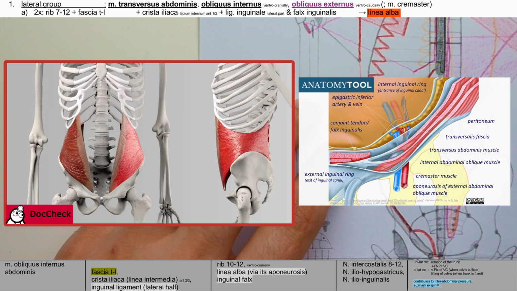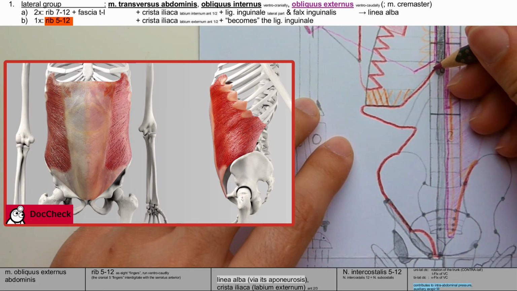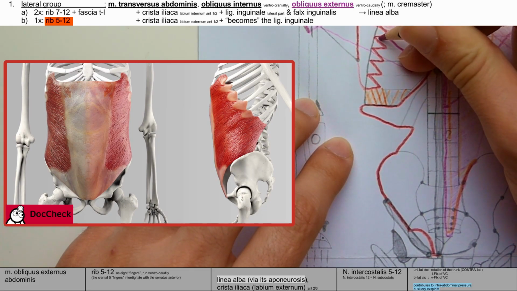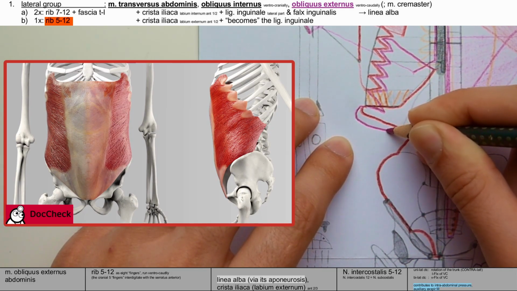The falx inguinalis, also known as conjoint tendon, is an aponeurosis or a white tendon for the musculus transversus abdominis and obliquus internus. For the musculus obliquus externus, we also start next to linea alba and go to rib 5 to 12. The 5 cranial fingers interdigitate with the serratus anterior.